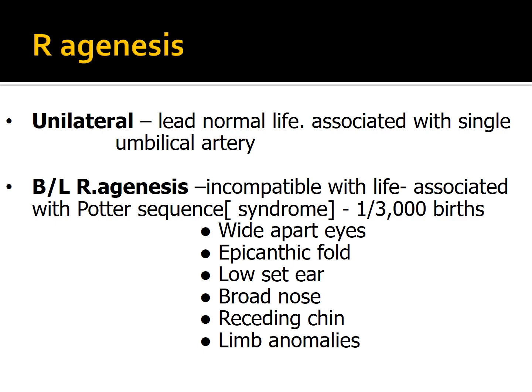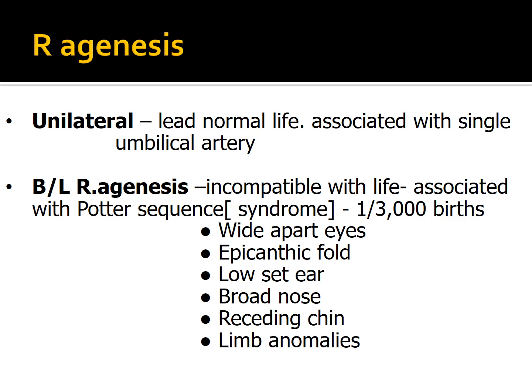When you examine the umbilical stump in the neonatal period, it should contain 2 umbilical arteries and 1 umbilical vein. So if there is just 1 umbilical artery, you have to suspect unilateral renal agenesis and screen the child, or at least do an ultrasonogram and find out. Bilateral renal agenesis is incompatible with life, so a person cannot survive with bilateral renal agenesis.